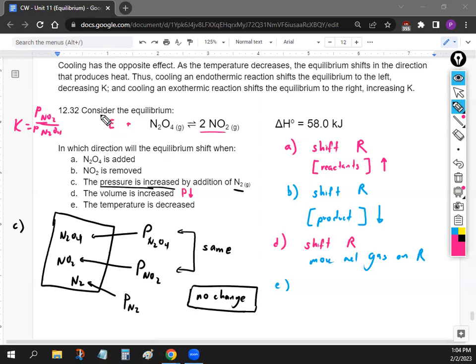Okay, so if we take away energy, it's basically saying that we are removing reactants. So it's obviously going to shift to the side that compensates. It's going to shift left. Okay.